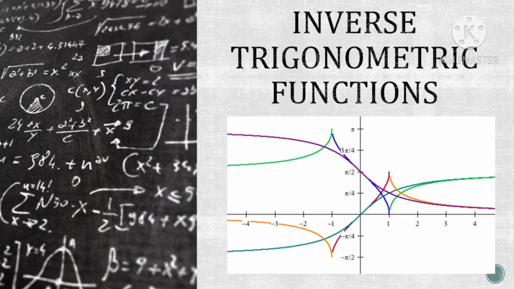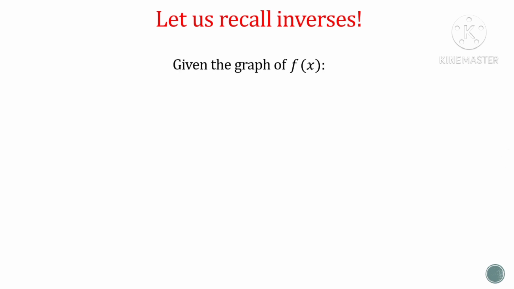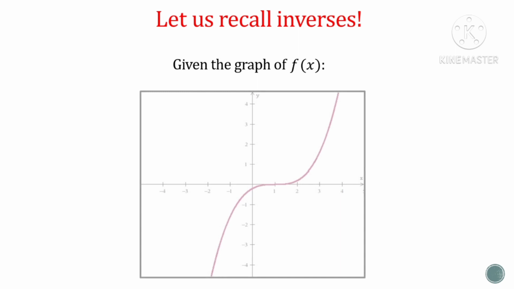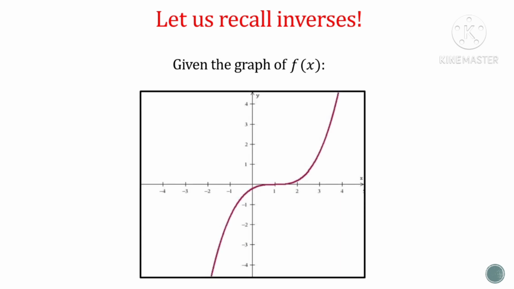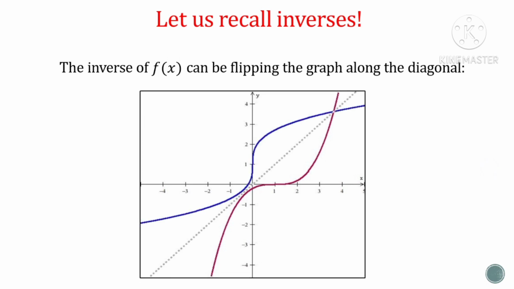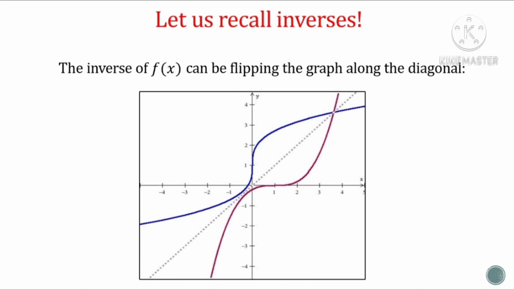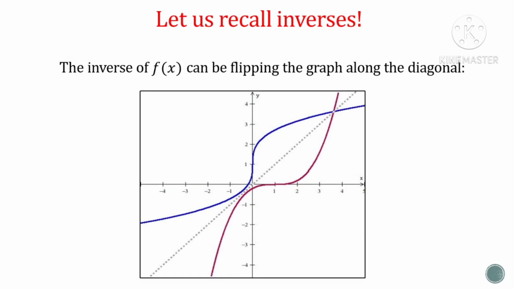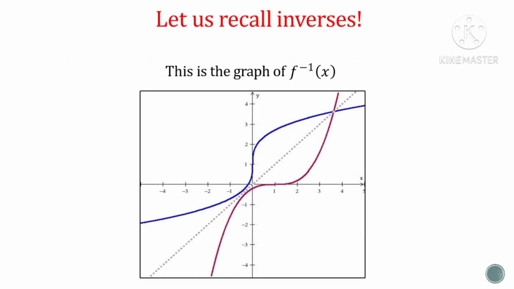Inverse trigonometric functions. Let's recall inverses. Suppose we have a graph for f(x). The inverse of f(x) can be obtained by flipping the graph along the diagonal, that is the line y equal to x. All of you know the line y equal to x passes through the origin. So inverses are mirror images. So the graph of f inverse x is this.